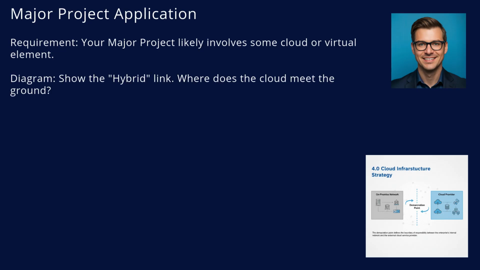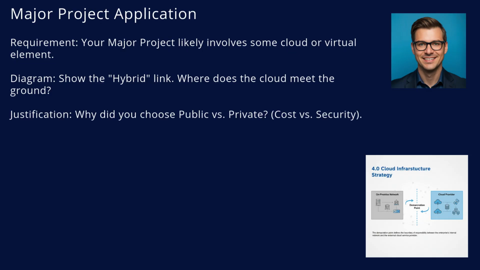Include a diagram that clearly shows the boundary. Where does your on-premise network end and the cloud begin? Show the VPN or interconnect. Crucially, justify your choices. Write, I chose a public cloud deployment for the web server to handle unpredictable traffic spikes, but retained the database on-premise to comply with data sovereignty regulations.